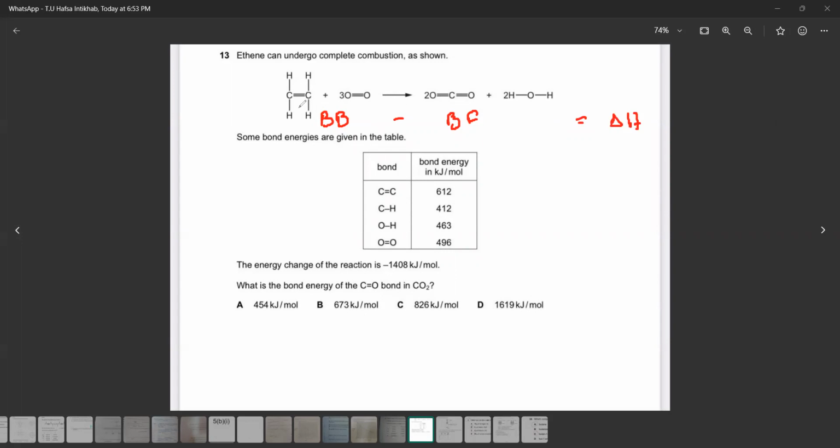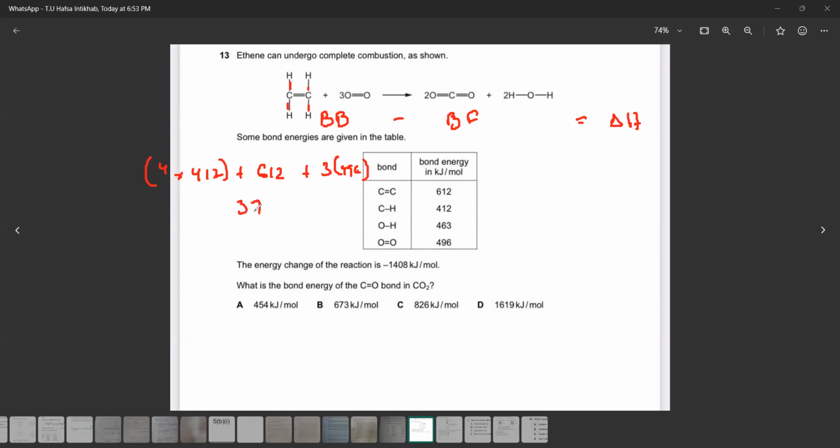Now, bond breaking energy. There are 4 C-H bonds, so 4 into 412, plus the carbon-carbon double bond, which is 612. Then oxygen-oxygen double bonds are there, and 3 of them, so 496. So 4 into 412 plus 612 plus 496 times 3. What's the final answer? That will give us the total bond breaking energy.